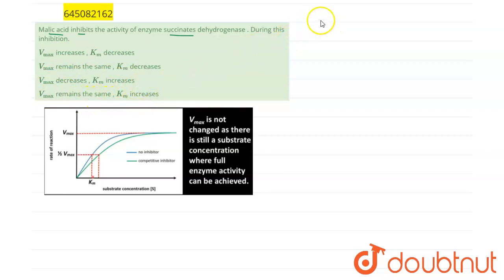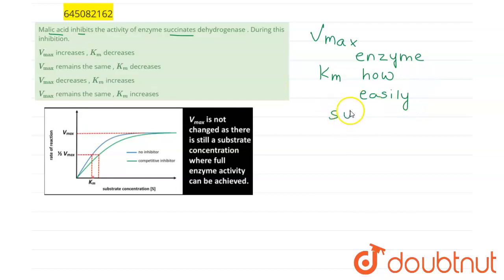So firstly, we have to know the terms here. Vmax, what is Vmax? Vmax is defined as the maximum rate of an enzyme-catalyzed reaction. So it is the maximum amount of enzyme that is used to catalyze a reaction. And Km, on the other hand, is the Michaelis-Menten constant. It defines how easily an enzyme can catalyze a substrate, or work on a substrate.